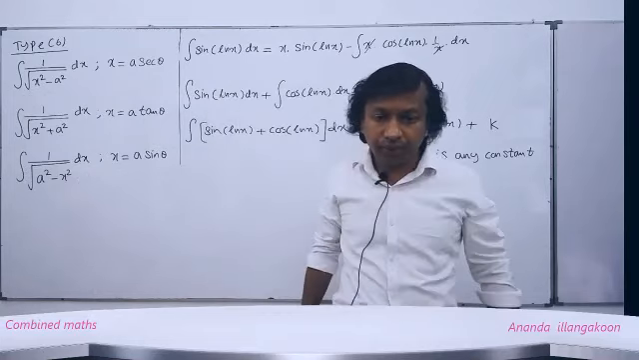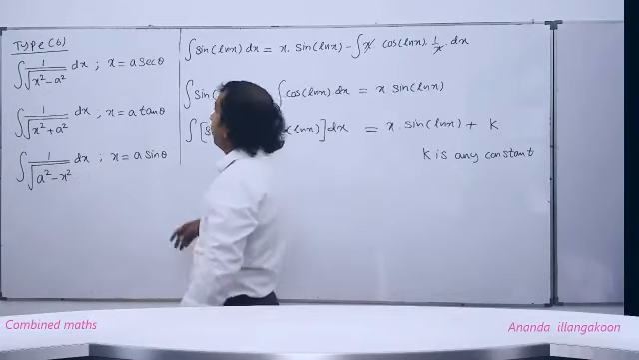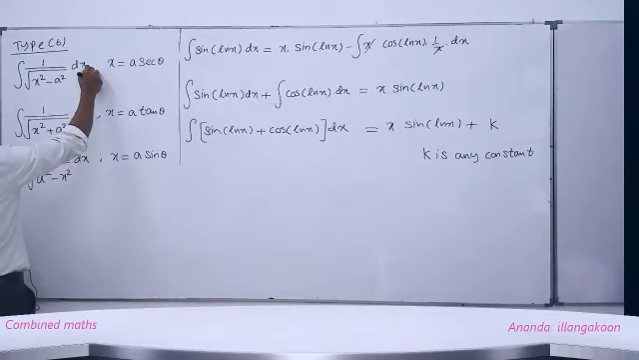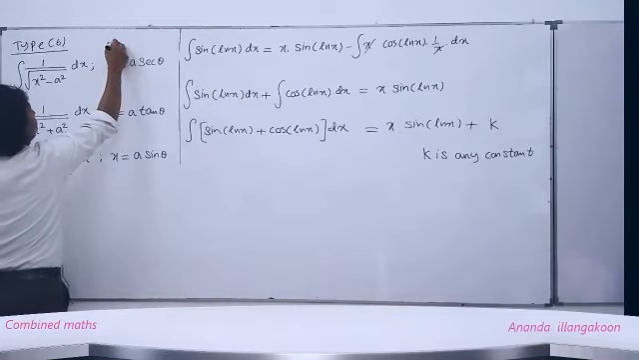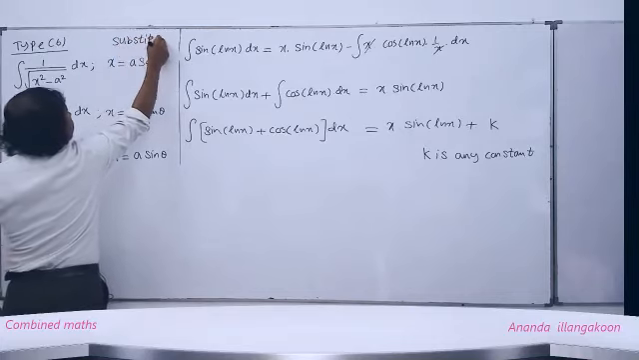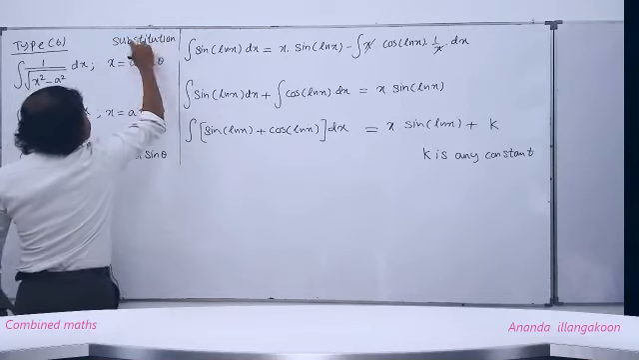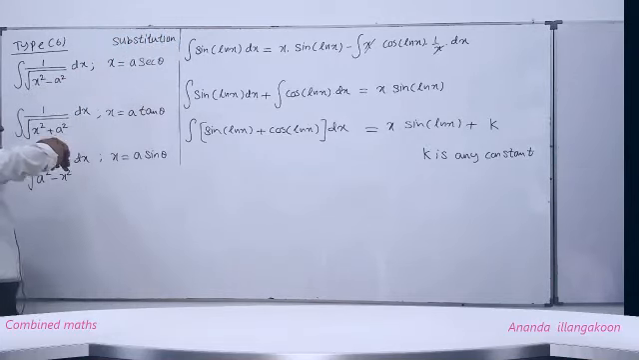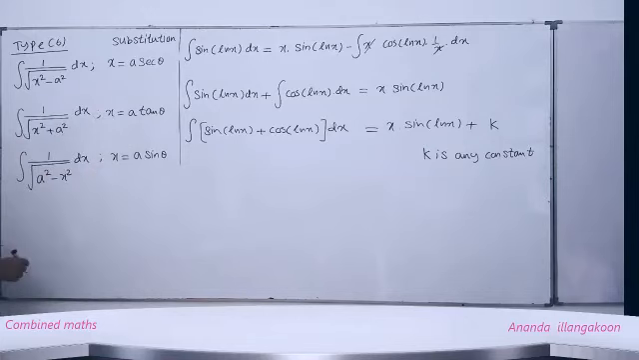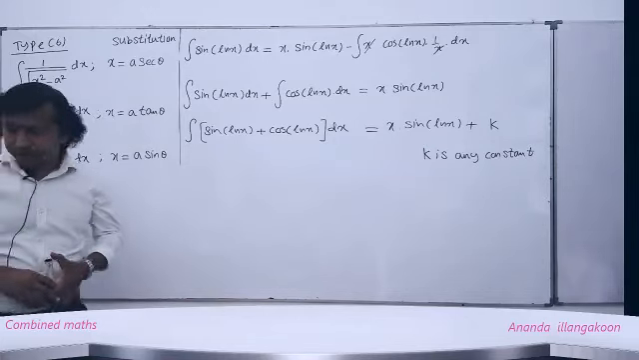Okay, write down type 6 like this. This type is this, then the substitution is what? I write here substitution, right? Substitution. For this one, x equals a sec theta. This one, x equals a tan theta. This one, x equals a sin theta. We'll take one by one.